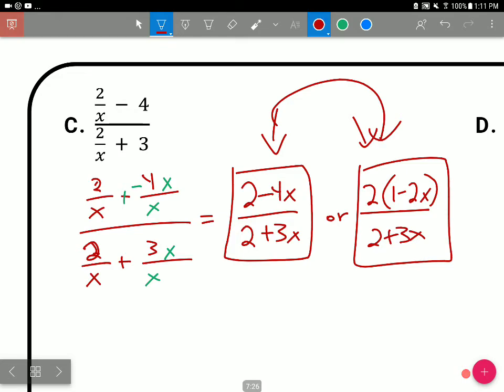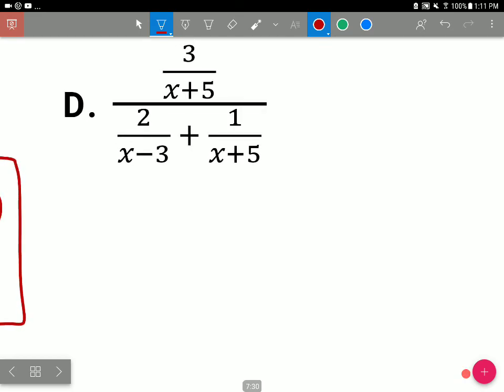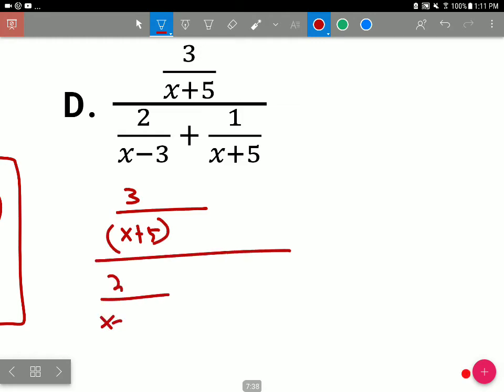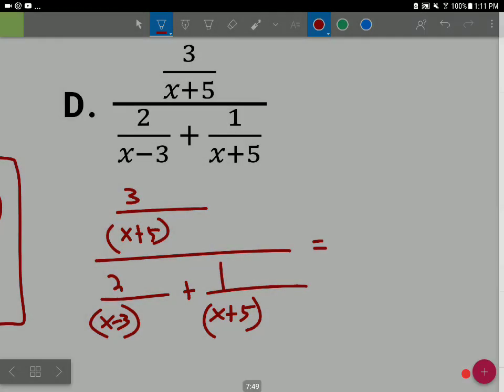Cool. Letter D. Let's knock it out real fast. I'll start you off again. 3 over x plus 5, divided by 2 over x minus 3, plus 1 over x plus 5. Take a minute and knock it out.